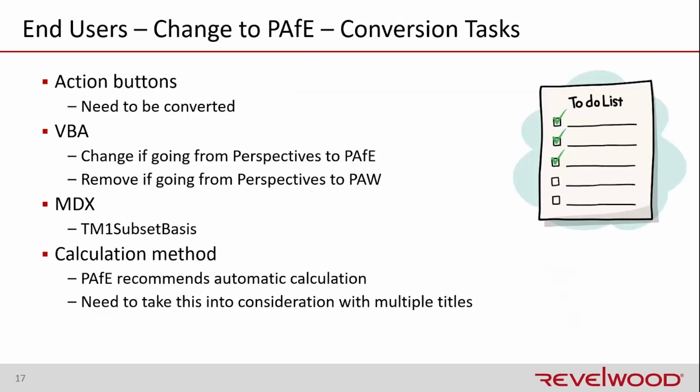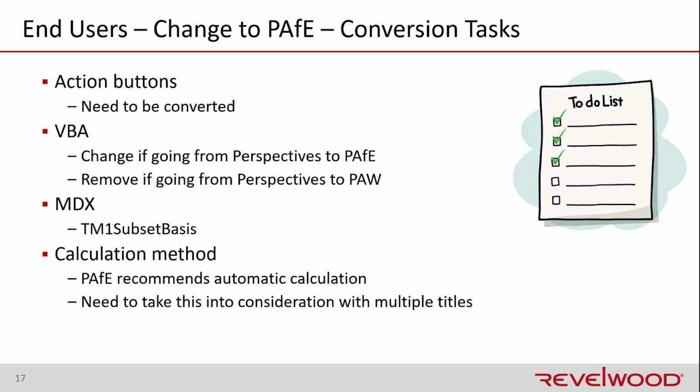But one of the things that we want to think about, though, brings us to the details of how do we ensure that our existing Perspectives reports are properly going to work in PAFE. So I had said at the beginning of the presentation that one of the main reasons for this change is due to the new API calls. Well, these API calls impact the way we use Visual Basic within our Excel files. So we need to ensure that the code is going to work in the new environment.